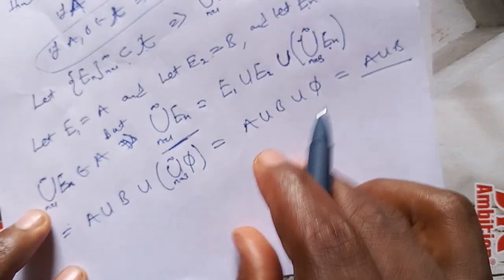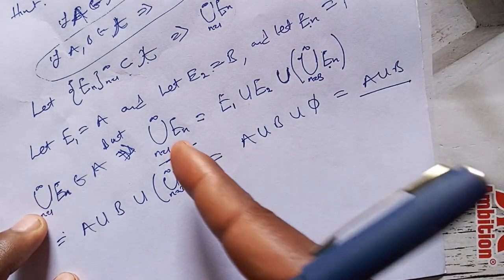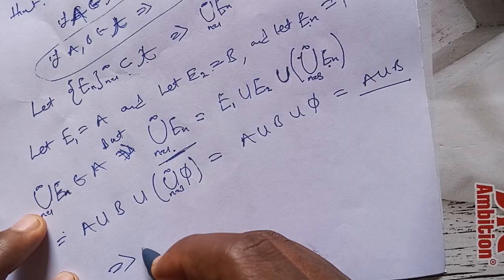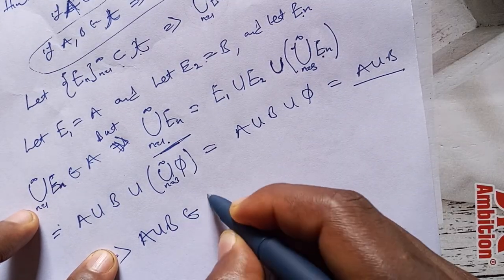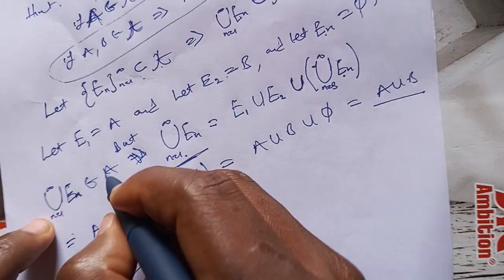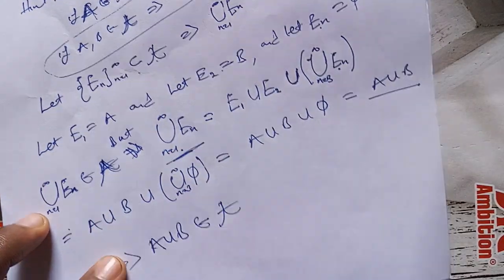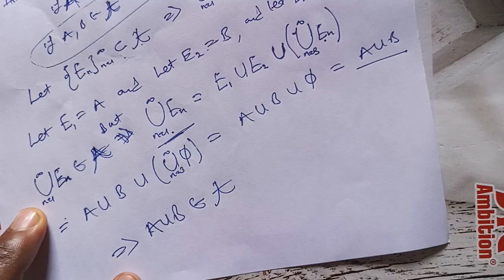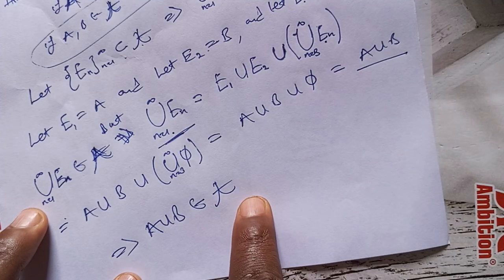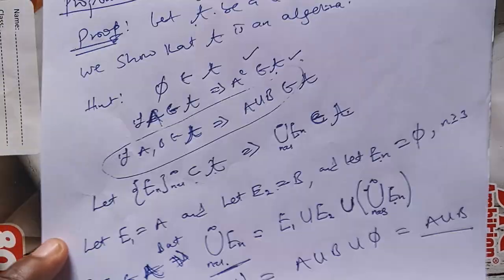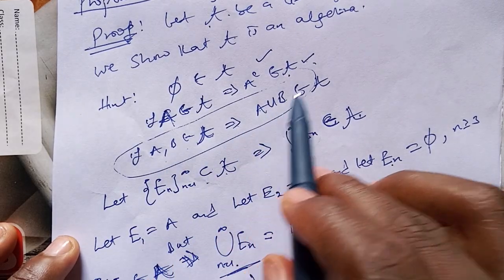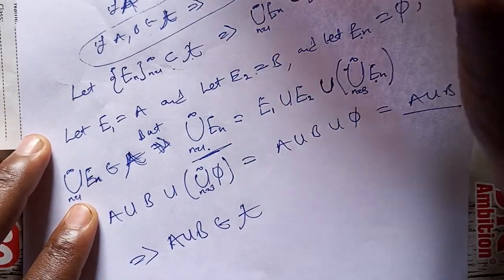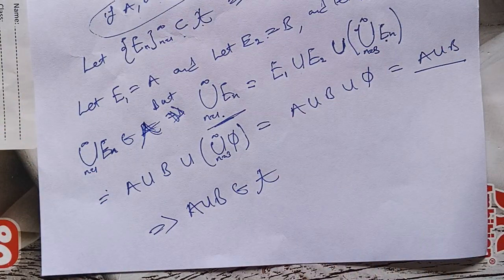So we have shown that this is A union B, and since this is in fancy A, this implies that A union B is in fancy A. Sorry, this is not actually A, this is fancy A. So we have shown that A union B is in A. So we have shown the third condition, that if A and B are in fancy A, then A union B is in fancy A. Hence we have shown that every sigma algebra is an algebra.